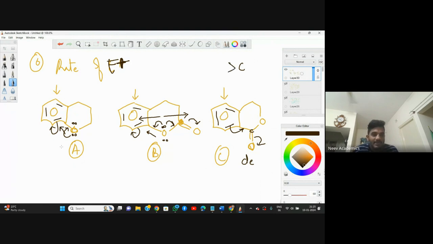As I told you, here electron density is always released towards the benzene ring. But over here, electron density is released towards the benzene ring, and apart from that, some electron density is released toward the right side as well. So it's called double resonance. Electron density will be effectively given to the benzene ring in this molecule. So A has the higher rate.